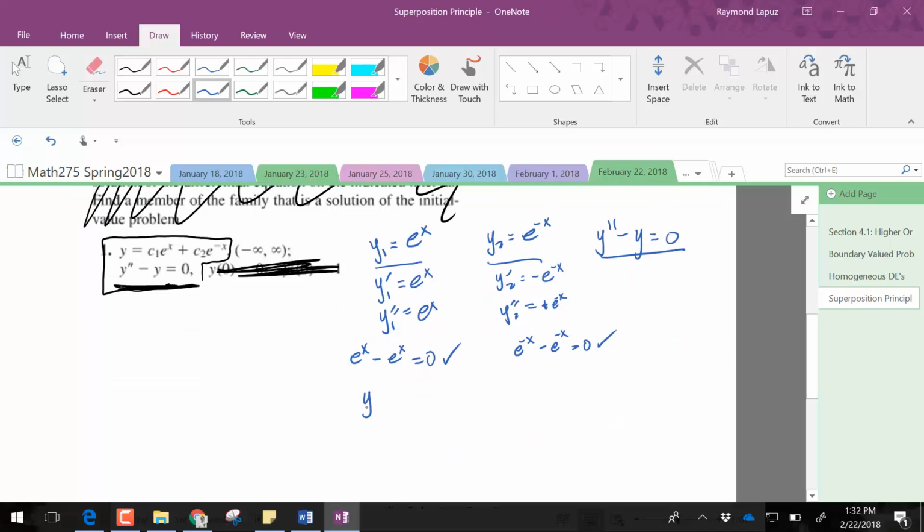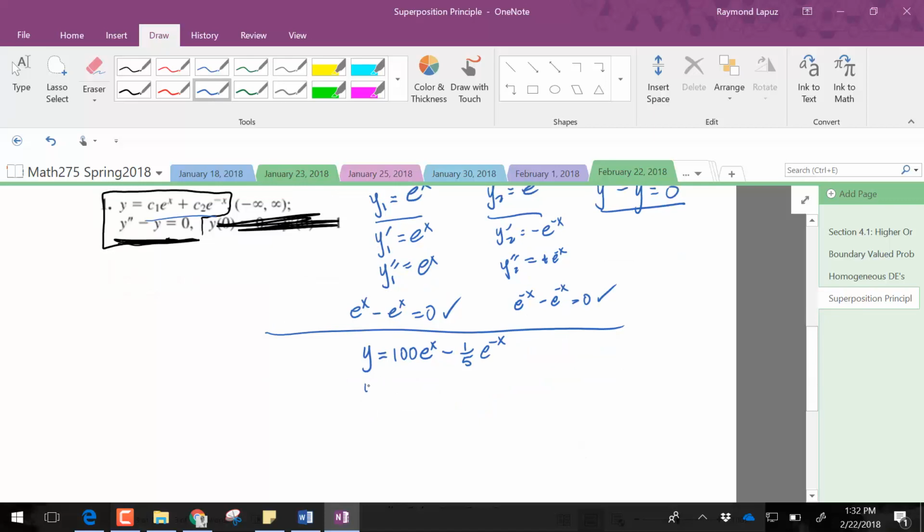Now they say that I can have a linear combination of these two, which is really this. That's about as general a linear combination as you can have. But if I just make it up and say 100 e to the x minus 1/5 e to the negative x, I'm just making that up, then this should also work in a differential equation, right? Let's check.